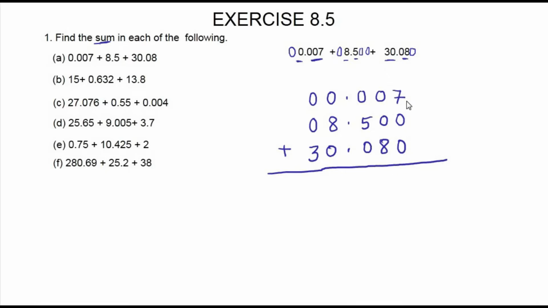So let's add: 7, then 8, then 5. Now put the decimal point at the same position. Next 8, then 3. So we got the answer 38.587 for our first question.